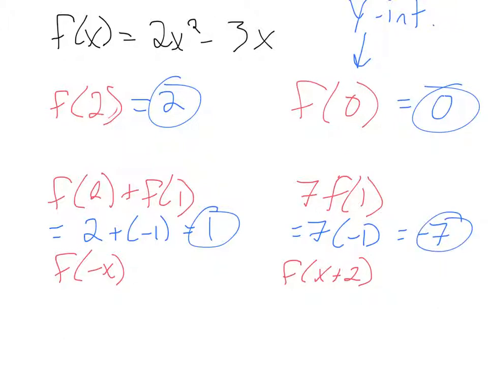f of negative x. We're looking at the variable expression ones now, which are a little bit trickier. What happens when I plug in negative x for x here? What's negative x squared? Negative x squared is just x squared, because negative x times negative x is positive x squared, the negatives cancel. So that doesn't change that part. It's still just 2x squared. But what happens when I plug negative x in for x here? We end up getting plus 3x.